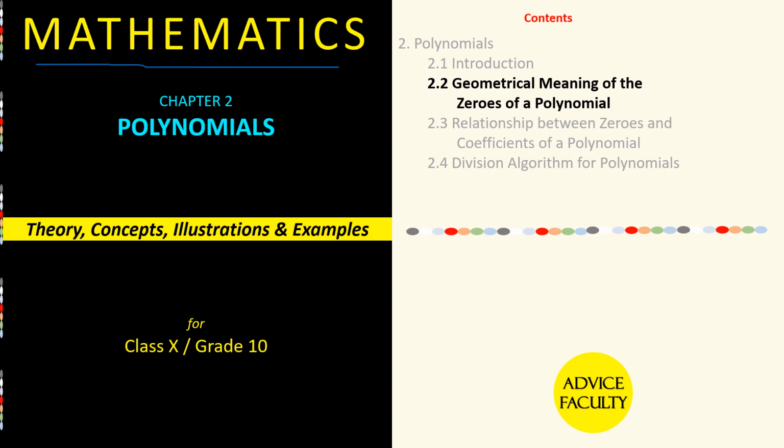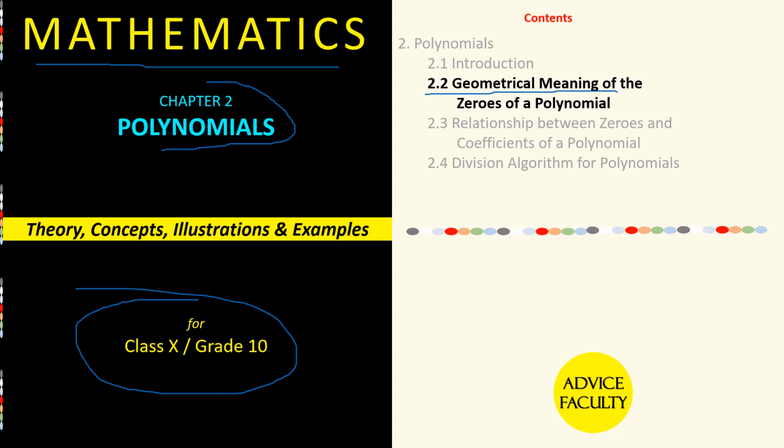Welcome to this session on Mathematics, Chapter 2 Polynomials for Grade 10 or Class 10. We are covering Section 2.2 Geometrical Meaning of the Zeros of a Polynomial.